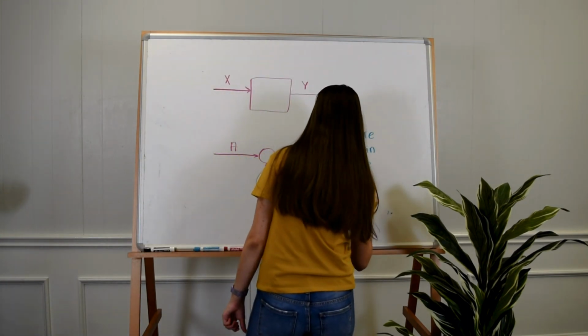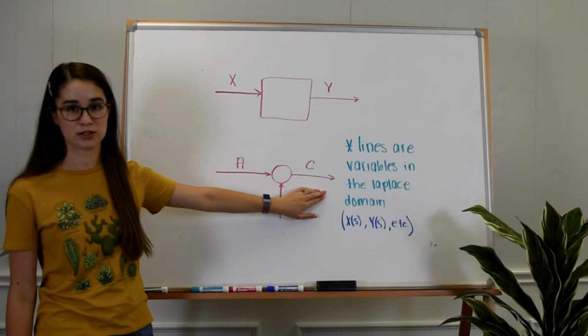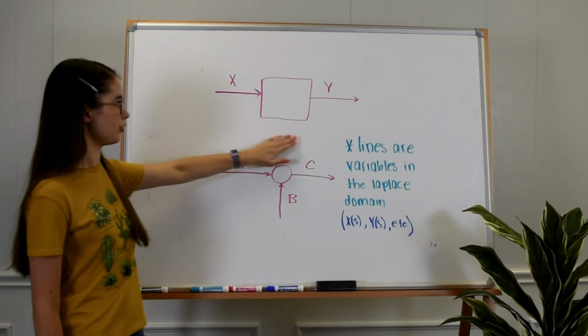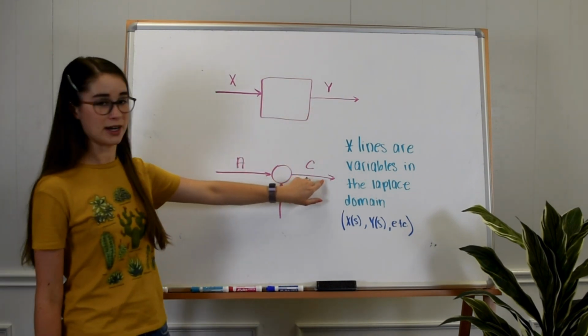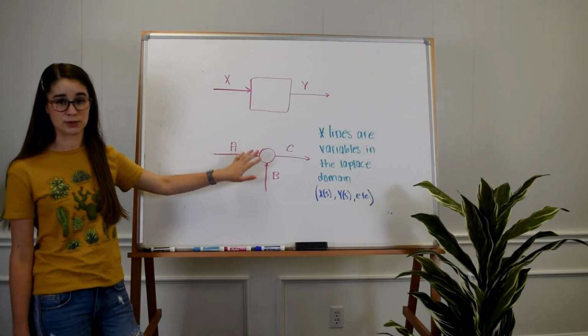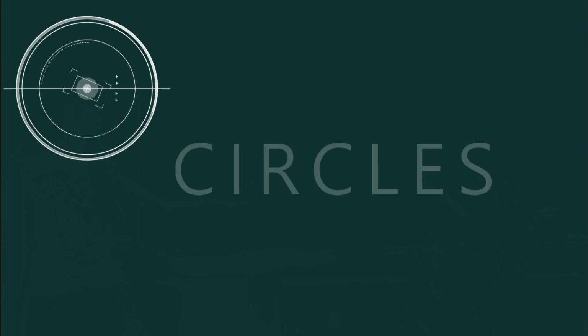We can feed our lines into squares and into circles and get out different lines. So this x variable is transformed into a y variable. This a and this b combine to get to a c. And a, b, and c is what we're going to look at first. So let's go talk about circles.